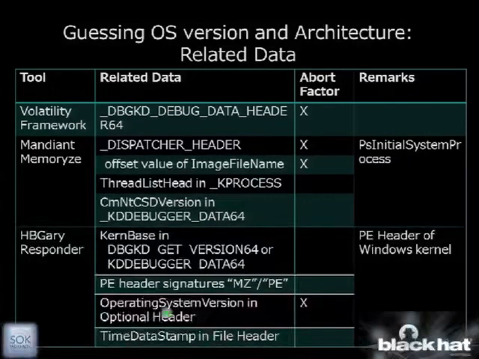Operating system version in the optional header is a valid factor. Time date stamp is not, because that data affects only the service pack version.